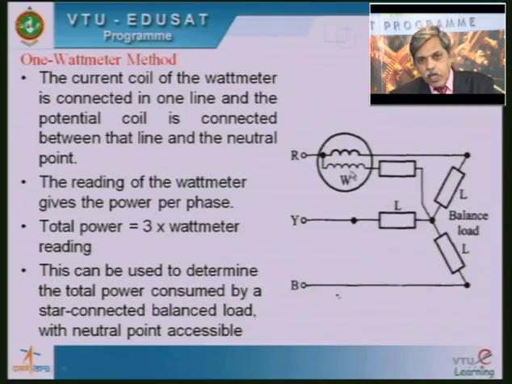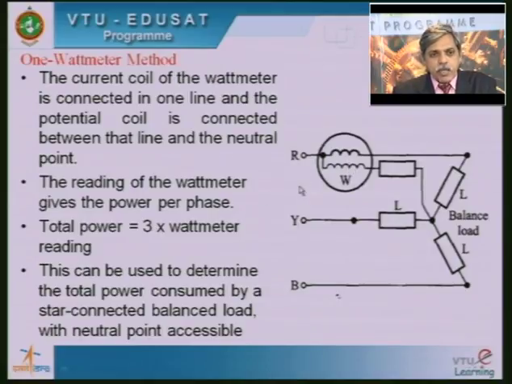The potential coil takes the voltage I am applying to the load L, that is, the phase voltage, and the current coil is carrying the phase current. So the product of the voltage, the current and the cosine of the angle between them is calculated by the wattmeter, and it gives the average power. The power in a phase is V phase, I phase, cos phi, and that will be indicated here.